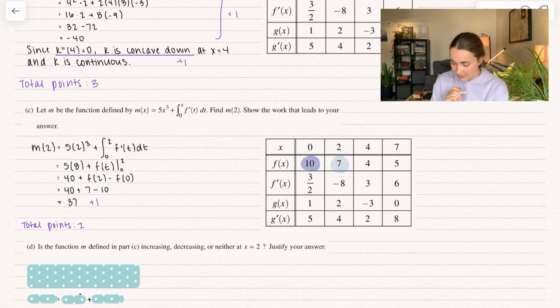And you can see my little plus 1 right there. You only get 1 point on this problem, and you have to show your work. So if you just wrote 37, you're not going to get any points. Showing all the work and getting the correct answer, that's going to give you 1 point.